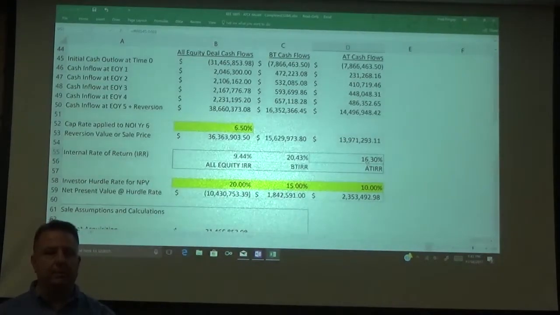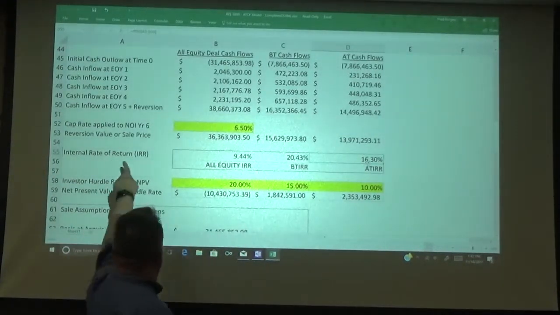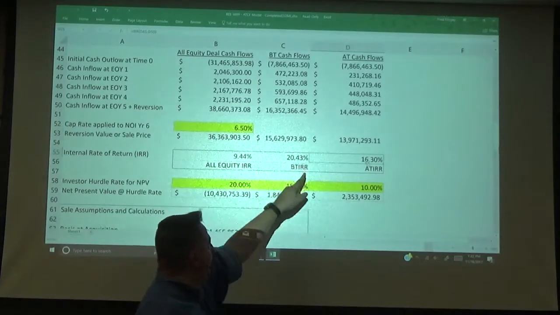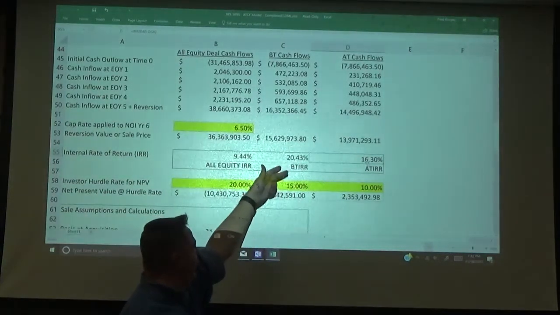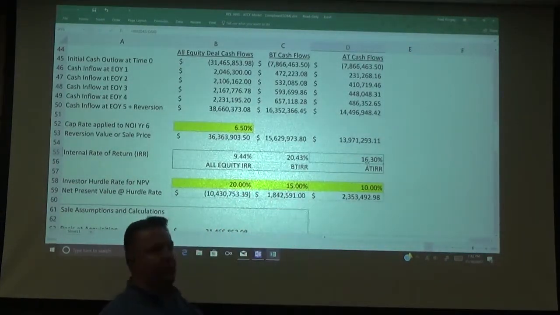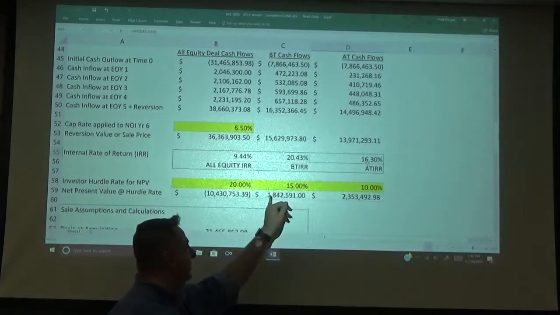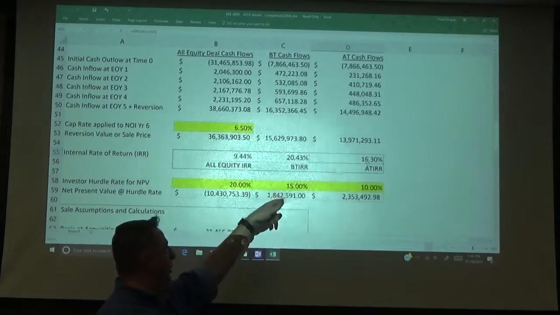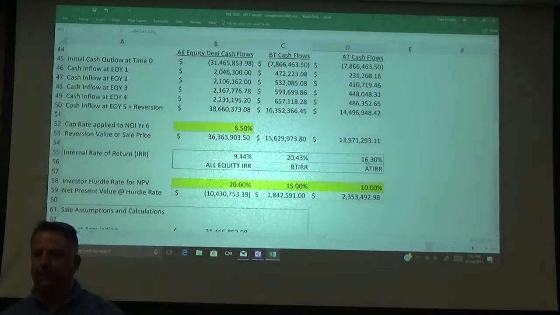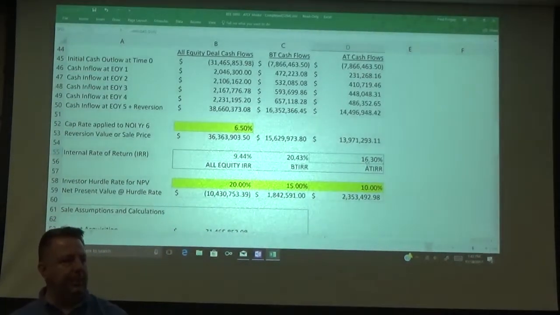Yes. Because if the project is returning 20.43 as our before tax internal rate of return, and our hurdle rate is only 15, then that means we're getting, in essence, a profit above and beyond our hurdle rate of over 1.8 million. Okay? Does that make sense?